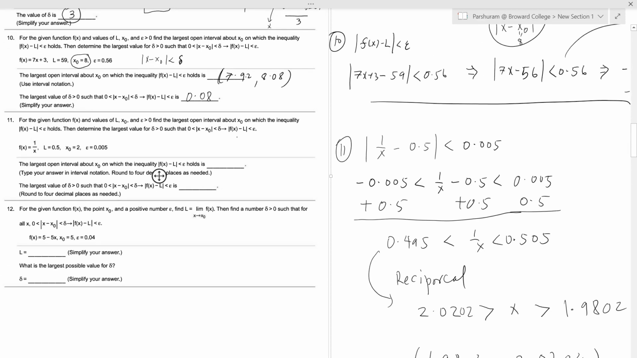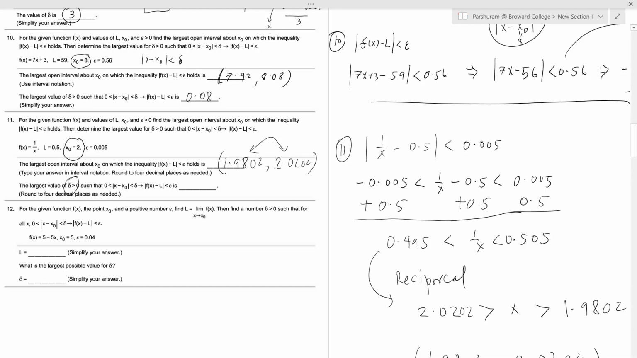So that is the largest open interval about x0 on which this inequality holds: (1.9802, 2.0202). And to find the value of delta, delta is always the smaller distance from x0 to one of these boundary points. These are the boundary points. So if you find the difference between 2 and 2.0202 and 1.9802, the delta, you can see it's 0.0198.